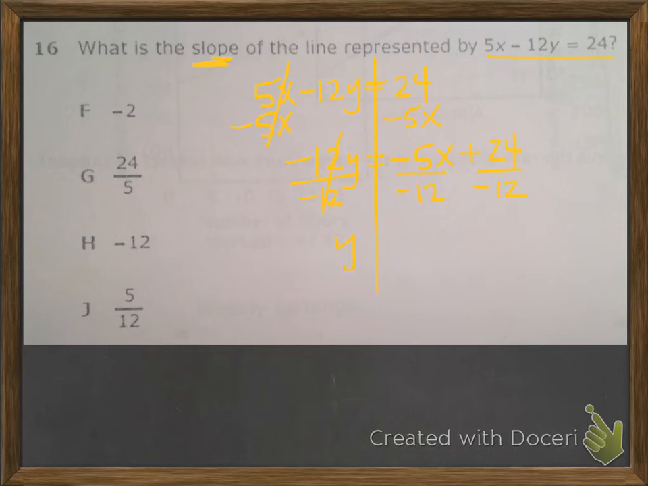So we're going to get y equals, for my slope, I've got a negative over a negative, which is a positive. So our slope is going to be positive 5/12 x plus 24 divided by negative 12 is going to be a negative 2. That would be my y-intercept. But I'm really just concerned right here with the slope, since that's what it asks, so our answer is J.